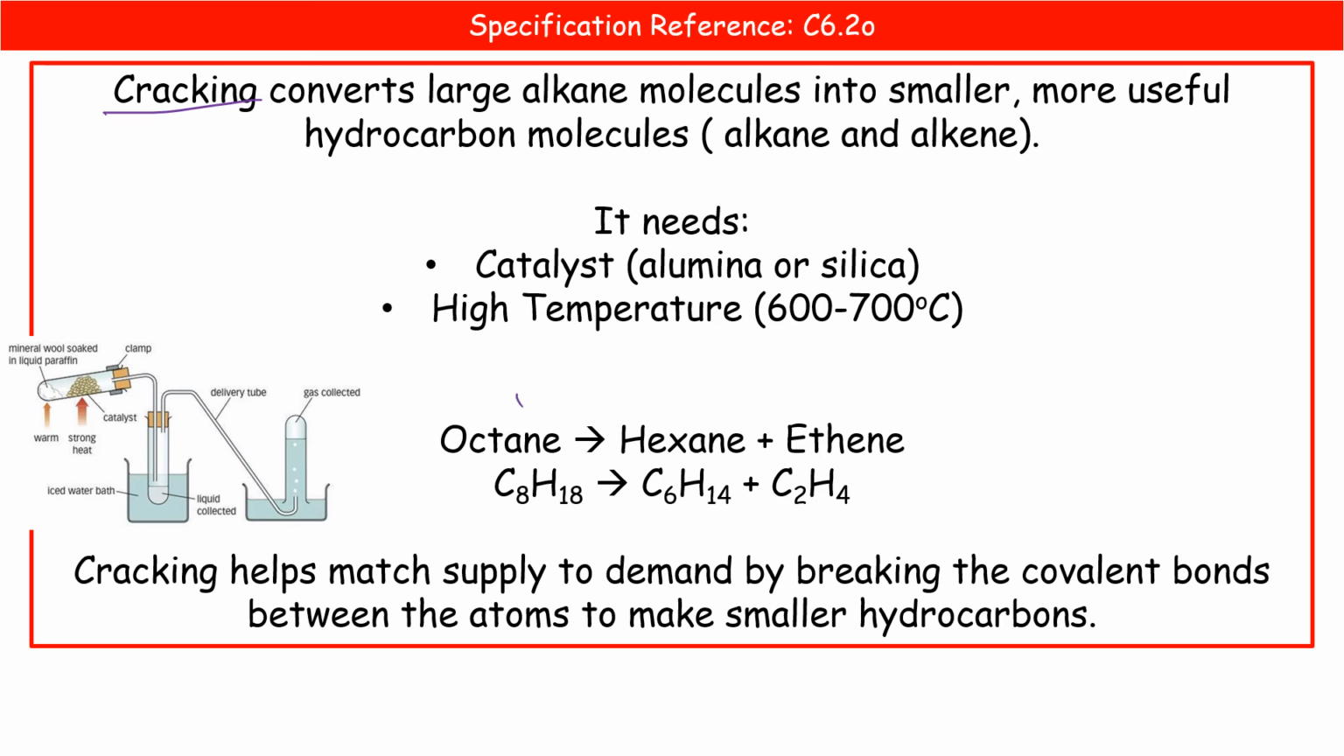And to give you an example of what we mean, here's an example. So we start off with octane, which is an 8-carbon alkane. And then when we heat it up in the presence of our catalyst, it's going to split into hexane, 6 carbons, and ethene, 2 carbons. So we've broken up that larger alkane molecule into a smaller alkane and an alkene. Because we do this with the fractions we get from fractional distillation of crude oil, that means we can match supply to demand. Because through this process of cracking, we break the covalent bonds between the atoms to make those smaller fractions that we need.